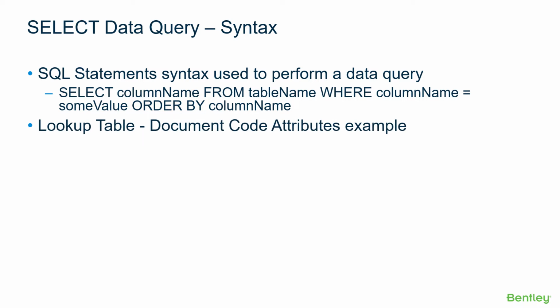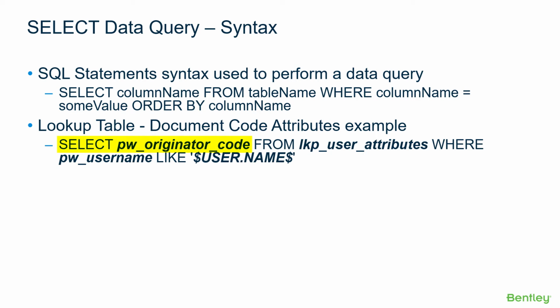So for an example of the lookup table document codes attributes that was created previously, we can use the keyword select and PW_originator_code to select those values from the lookup user attributes table where the ProjectWise_username is like the $user.name$. Now, $user.name$ is a system variable. We are using that as a criteria to locate the originator code for the current logged in user.